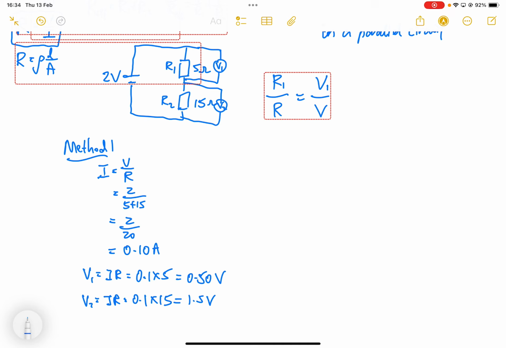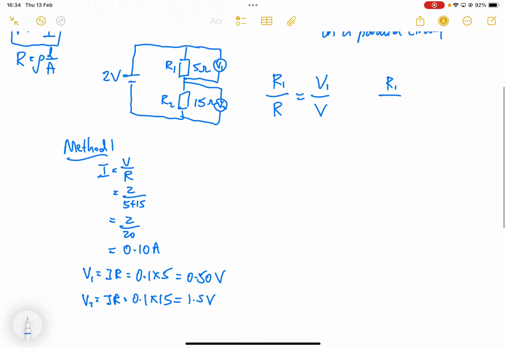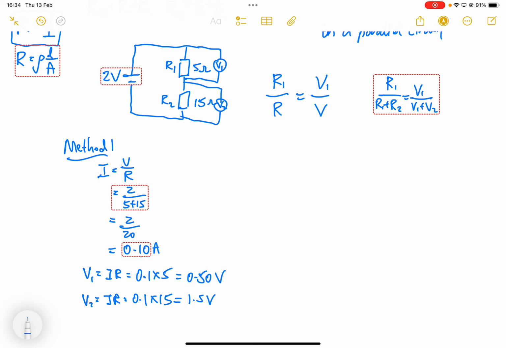Now, your textbook makes it more complicated. It says R1 over R1 plus R2 is equal to V1 over V1 plus V2. I actually don't bother because I don't want to make it so complicated. They like to make it so complicated. Basically, the individual resistance divided by total resistance is equal to the individual PD divided by total EMF, all right?